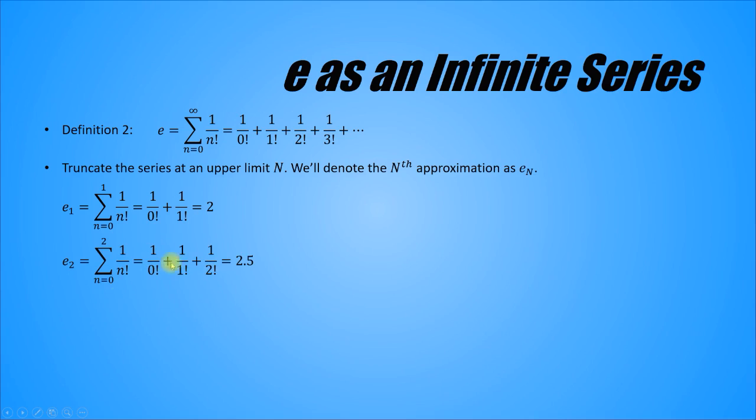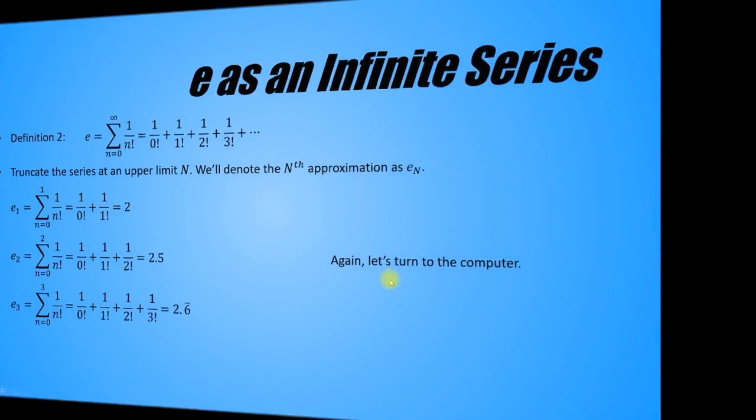And this is 1, this is 1, 2 factorial is 2, so this is a half, so we get 2.5. And we'll do it one more time. So here's E sub 3. And if we generate those terms going up to n equals 3 and add them up, we get 2.6 repeating. So we're getting there fairly slowly. So just like we did with definition 1, let's turn to the computer again.